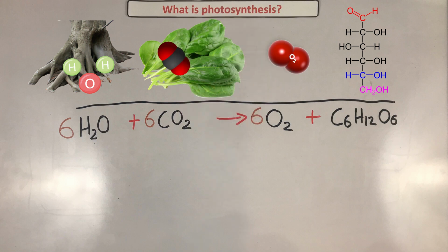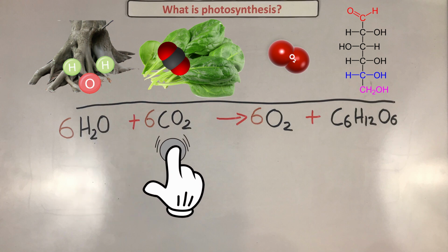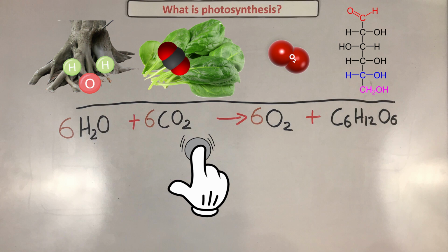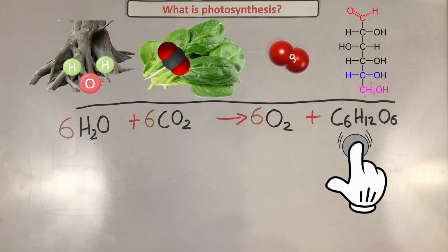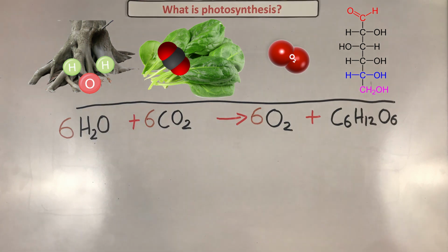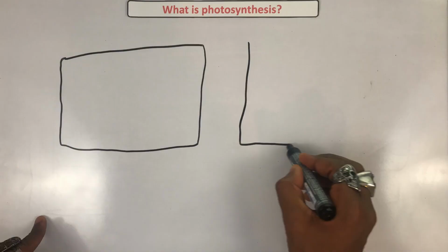Anyway, putting all that together, you get 6H2O plus 6CO2, giving you 6O2 plus C6H12O6. Now plants aren't just making this glucose for the benefit of us animals, they use it too.